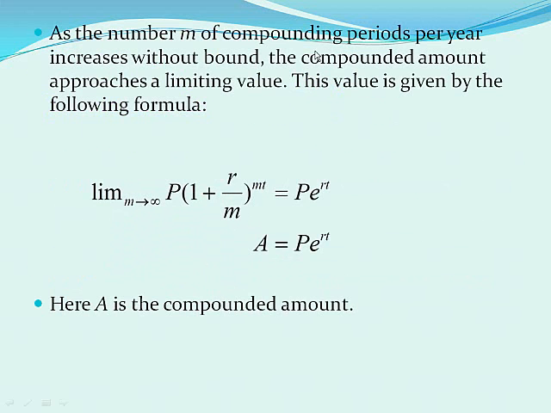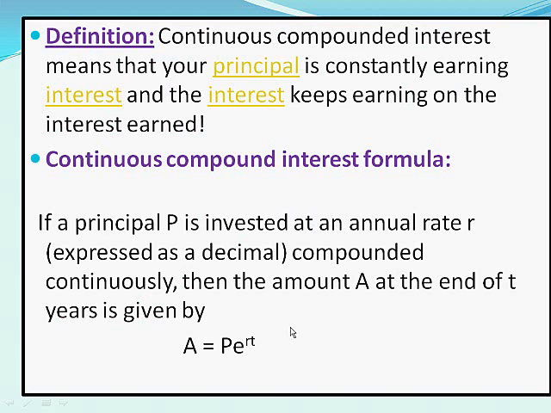As the number m of compounding periods per year increases without bound, the compounded amount approaches a limiting value. This value is given by the following formula. The new formula is A equal to P multiplied with e to the power RT. This is the continuous compounding formula. Continuous compounded interest means that your principal is constantly earning interest and the interest keeps earning on the interest earned. So we have the continuous compounding formula here, A equal to P multiplied with e to the power RT.